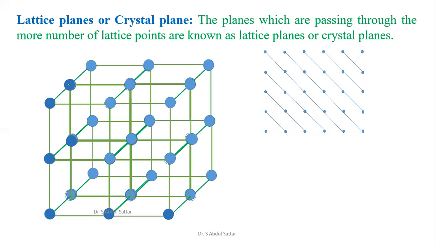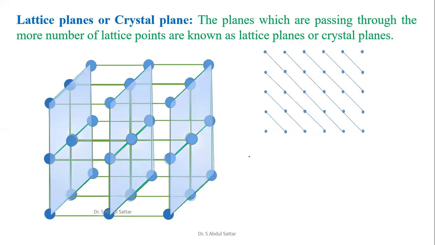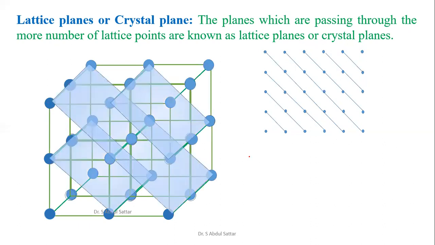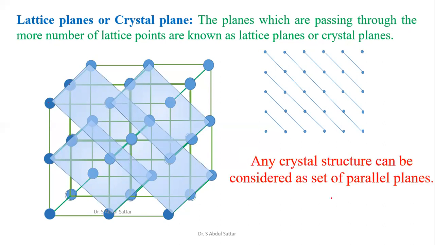So these are the lattice points. So now we will define the planes passing through these lattice points. So these are the one set of lattice planes, parallel planes. These are another set of lattice planes. These are another set of lattice planes. So from this, what we can assume, any crystal structure can be considered as a set of parallel planes.